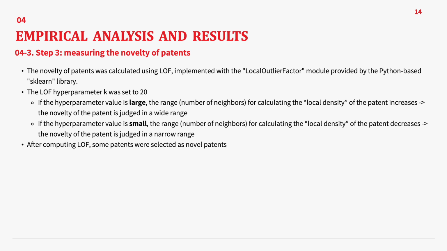In step 3, the novelty of patents was calculated using LOF, which was implemented with the local outlier factor model from the Python-based scikit-learn library. The LOF hyperparameter k is set to 20. If the hyperparameter value is large, the number of neighbors considered for calculating the local density increases, meaning the novelty of a patent is judged over a wider range. On the other hand, if the hyperparameter value is small, the local density is calculated within a narrower range, providing a more fine-grained assessment of novelty. After computing LOF, some patents were identified as novel patents.